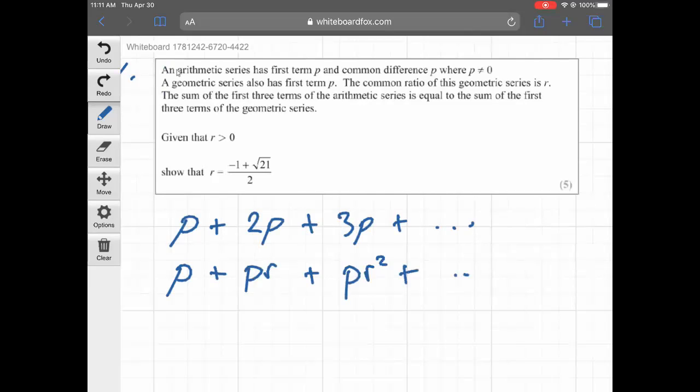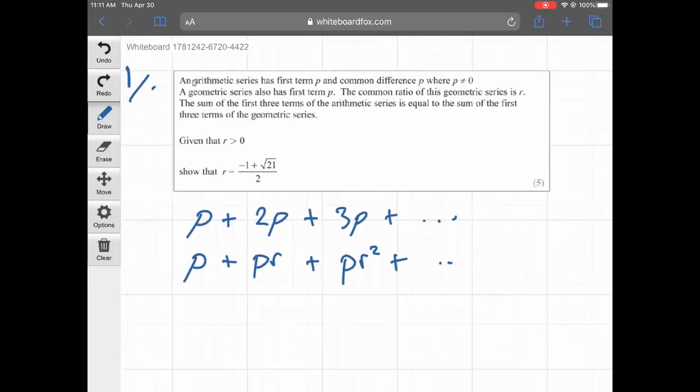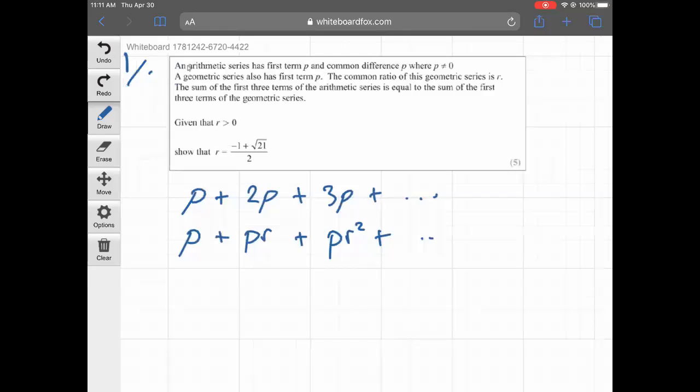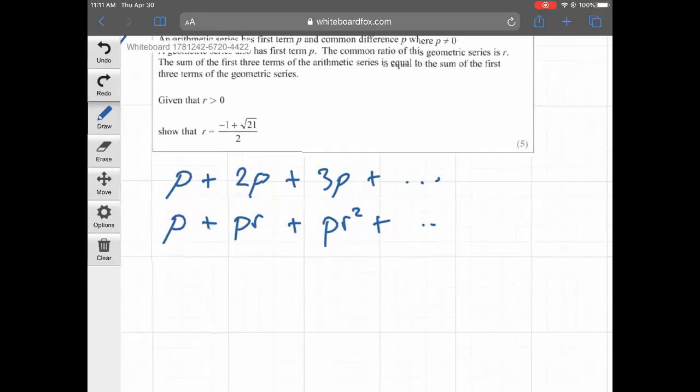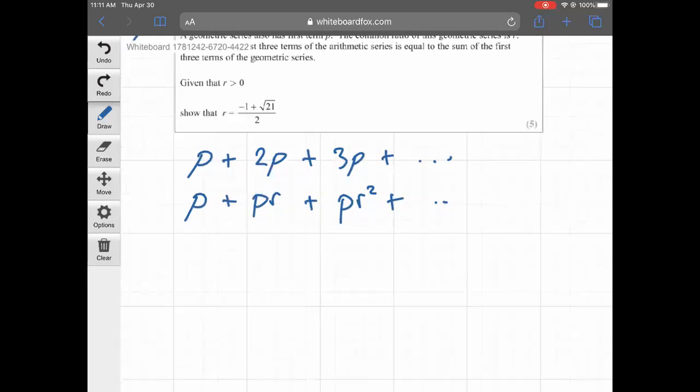The sum of the first 3 terms of the arithmetic series is equal to the sum of the first three terms of the geometric series. So what that's telling me is that if I add up the first 3 terms of the top series, that's going to be 6P. That must be equal to the sum of the geometric series, so we've got 6P is equal to P plus PR plus PR squared.